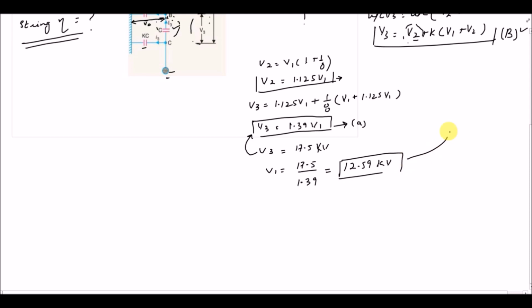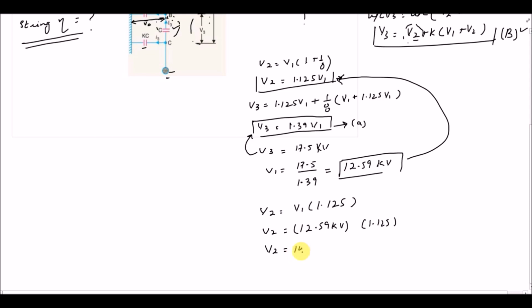And by using this value in the equation of V2, V2 will be equal to V1 into 1.125, and V2 is equal to 12.59 kilovolt into 1.125, and the V2 value is 14.16 kilovolt. So what we have done, we have calculated all the three voltages across the discs of the string insulator: V1, V2 and V3.